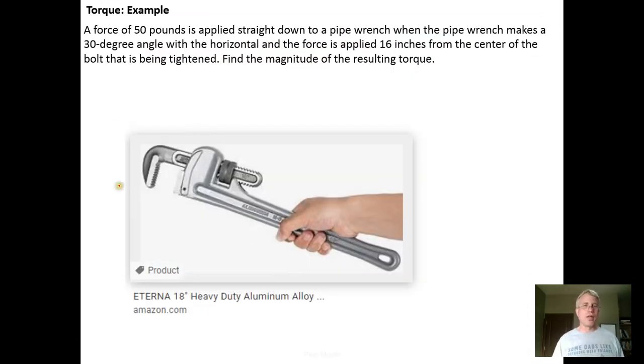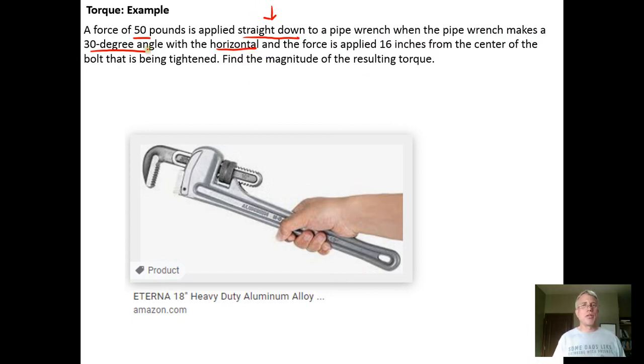Here I went online last night and I found a picture of a pipe wrench they were trying to sell. And then I made up a story to go with the picture of the pipe wrench. So my story is a force of 50 pounds is applied straight down to a pipe wrench when the pipe wrench makes a 30-degree angle with the horizontal. And that's kind of an ambiguous statement if you don't have a picture to go with it, because 30 degrees with respect to the horizontal could mean 30 degrees up or 30 degrees down, depending on the situation.